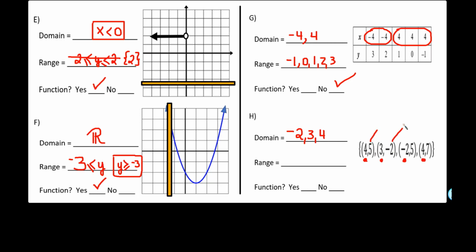For the Y value, look for the second number. And we see that we have -2 as the smallest, followed by the 5, followed by the 7. And is this a function? No, it's not, because as you can see here, the number 4 repeats. And so that means this is not a function.